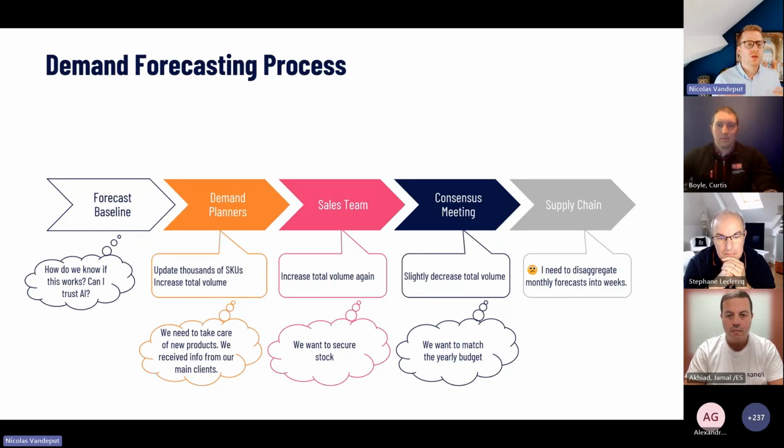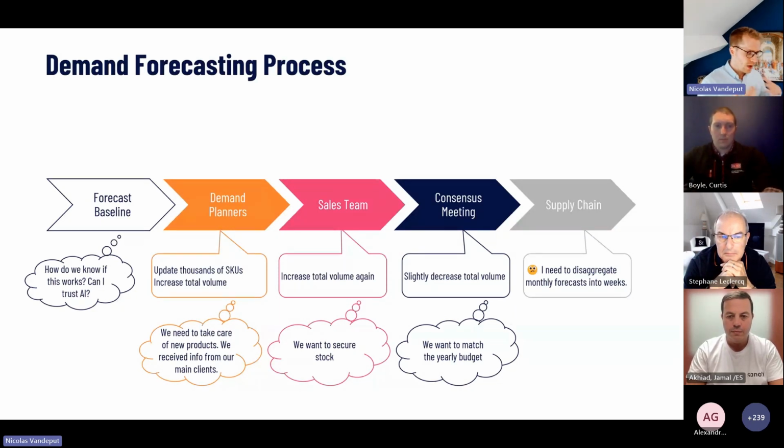So the process should start with a forecast baseline. You basically have a software, or maybe it's just Excel, but you have a piece of software that's going to generate a forecast baseline for you. Starting from there, your demand planners are going to review that, enrich it, change a few things here and there. Then maybe the sales team is also going to look at it and do a few adjustments. And finally, you might have a consensus meeting who also are going to change the overall numbers.